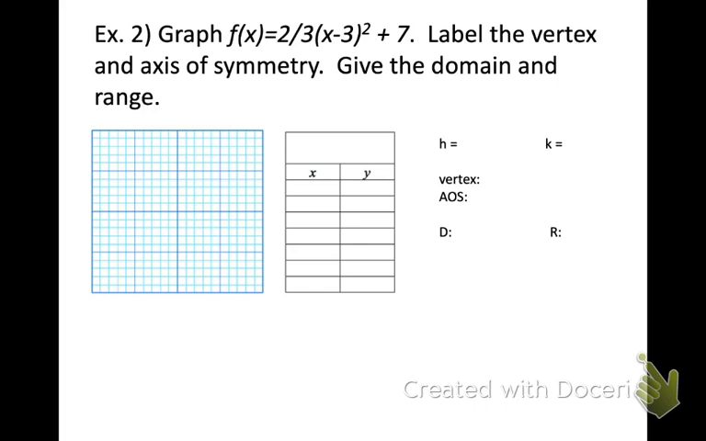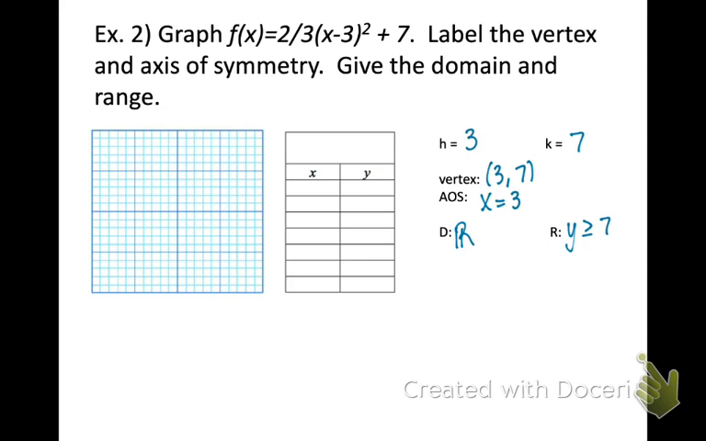For our next problem, we're going to do the same thing. We're going to graph the function, label the vertex and the axis of symmetry, and give the domain and range. So let's start off by finding our h and our k value, our vertex, and our axis of symmetry. h and k are going to be 3 and 7. Remember, we always change the sign of h. So our vertex is (3, 7). Axis of symmetry is x equals 3.